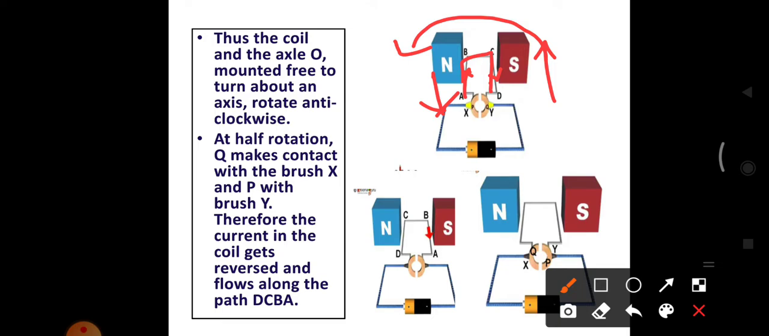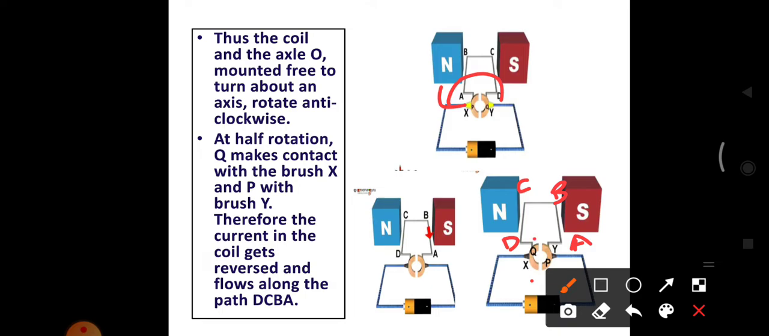After the half rotation, Q makes contact with the brush X and P with brush Y. See here, after half rotation, this is D and this is C and this is B and this is A. After a half rotation, Q contacts X and Y contacts P. But before rotation, you have to see that when AB is here and CD is here, P contacts X and Q contacts Y.